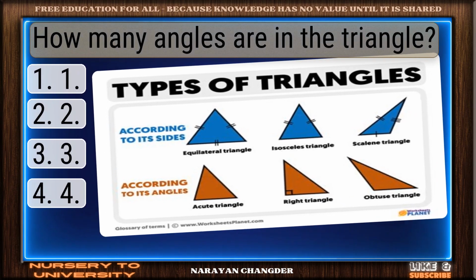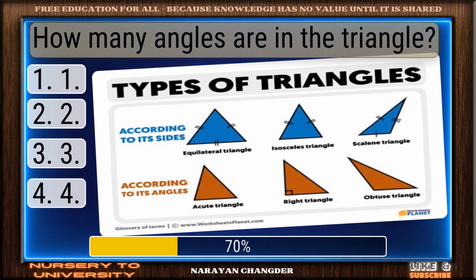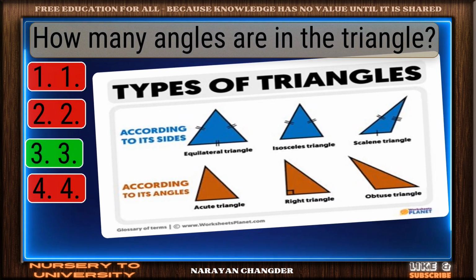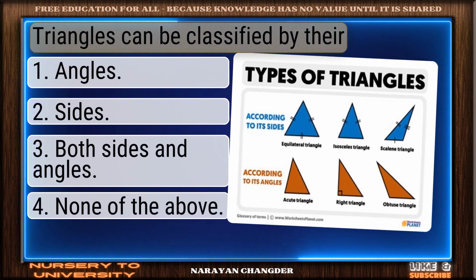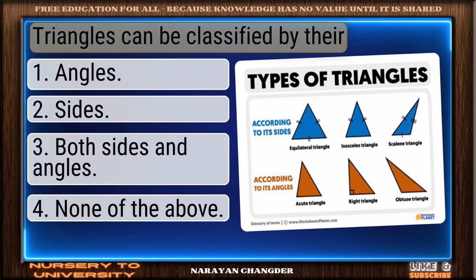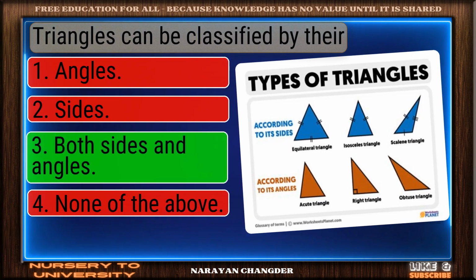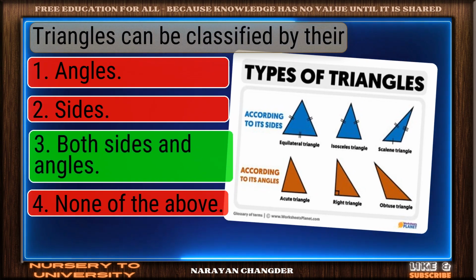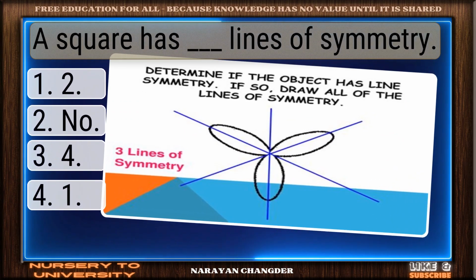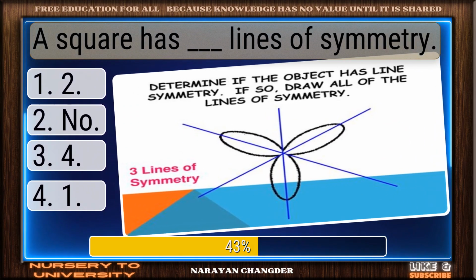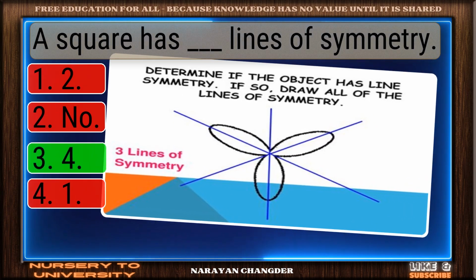Question number 238. How many angles are in the triangle? Bravo. 3 is the answer. Question number 239. Triangles can be classified by their... Great thinking. Both sides and angles is the right choice. Question number 240. A square has dash lines of symmetry. Good job. Your answer 4 works well here.